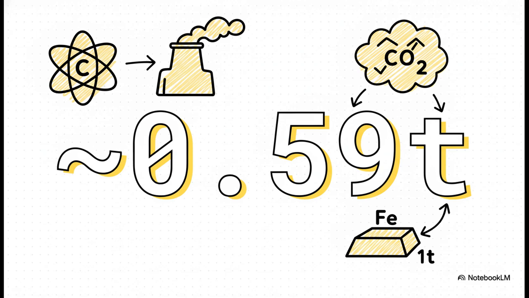So what does this mean? It means that for every 1 ton of pure iron you make using carbon, the laws of chemistry dictate that you will produce at a bare minimum 0.59 tons of CO2. This is the absolute floor. You can't engineer your way around it. It's a fundamental consequence of the chemistry.